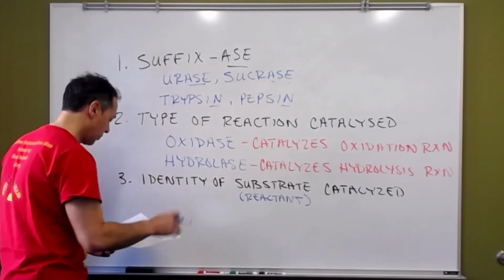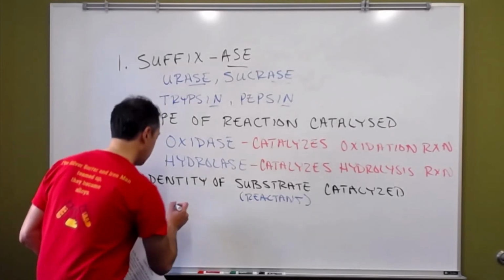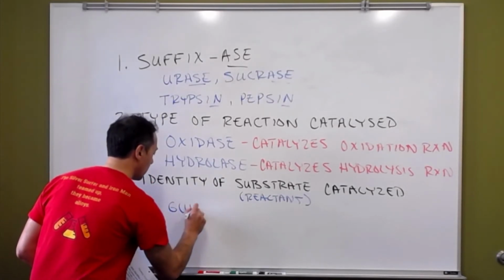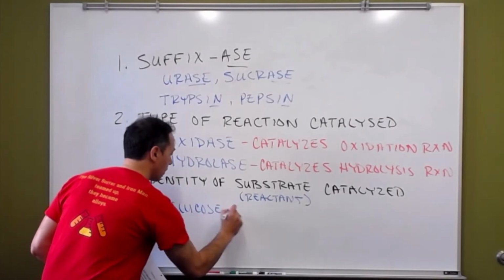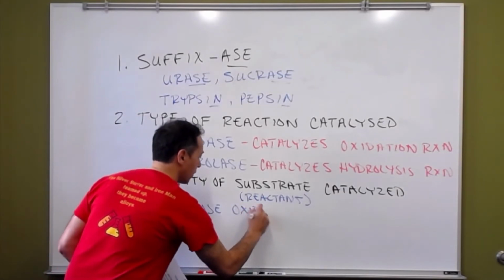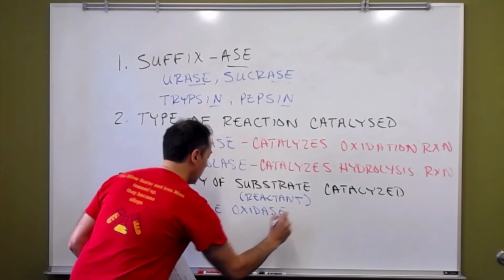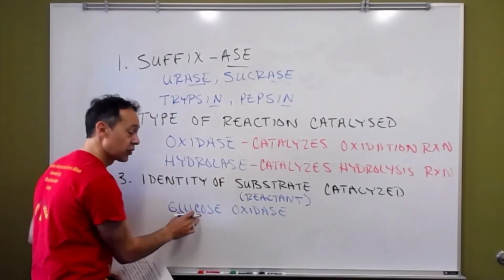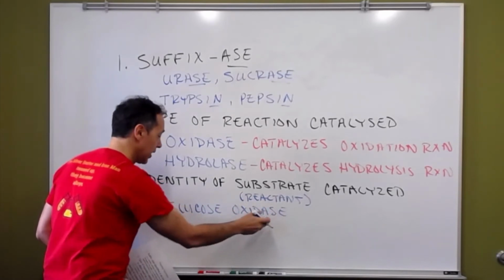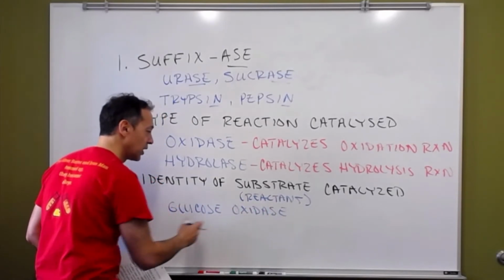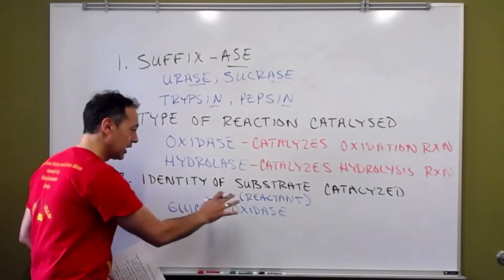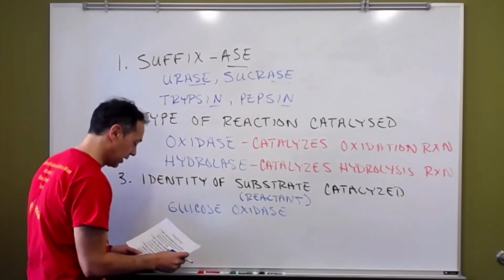A couple examples of this might be glucose oxidase. Glucose would be the substrate. This is the thing that's going to be oxidized, all right? So glucose oxidase is an enzyme that oxidizes glucose. It's really nice how the name helps tell us what's happening here.